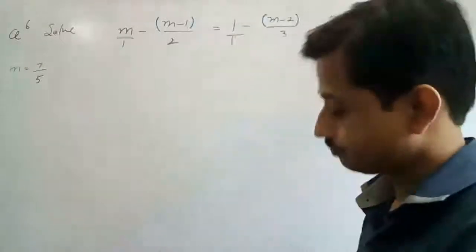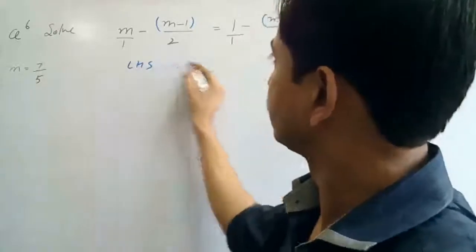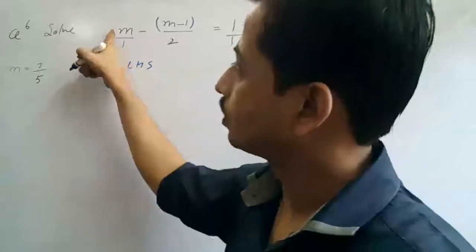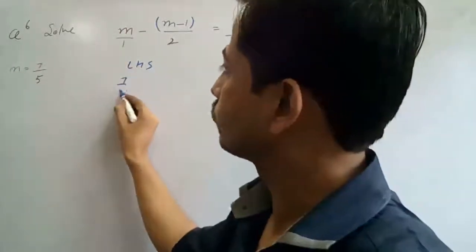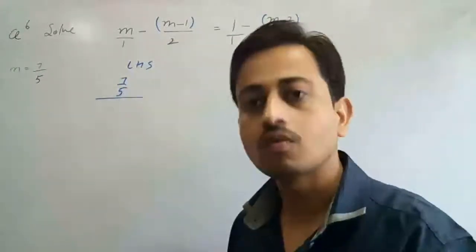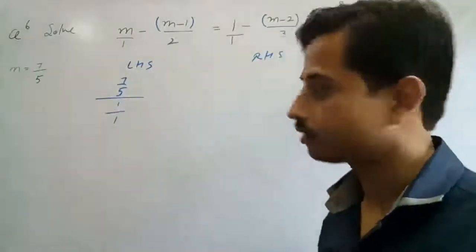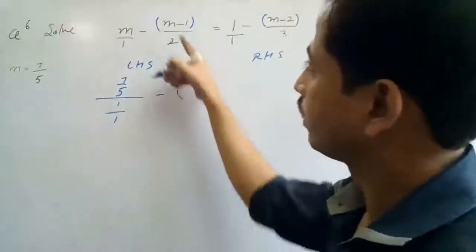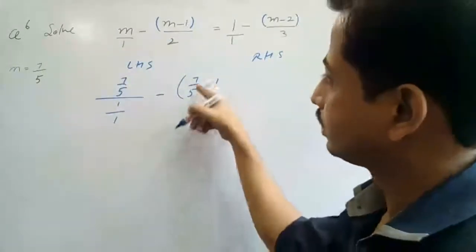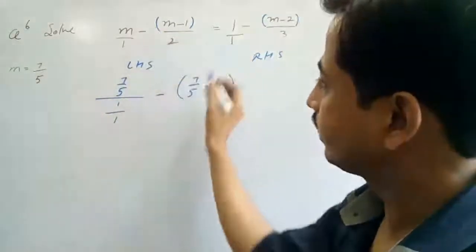Now do verification. Our left hand side is what? This is our left hand side, and this is our right hand side. I am doing the left hand side. And what's the value of m? 7 by 5. So this term is rational. We have to make the denominator term also rational. Here the term is 1, so I can write it as 1 by 1 minus m. m is what? 7 divided by 5 minus 1. This term is rational. We have to make it also rational. And this divide as it is.